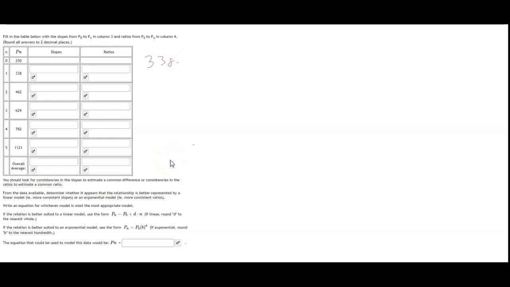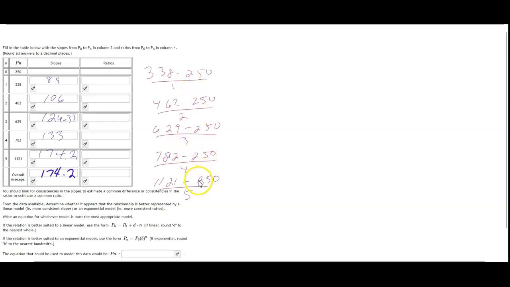338 minus 250 over, now 0 to 1 is just 1 is the span there. The next one is going to be 462 minus 250 over 2, and then 629 minus 250 over 3, and so on.